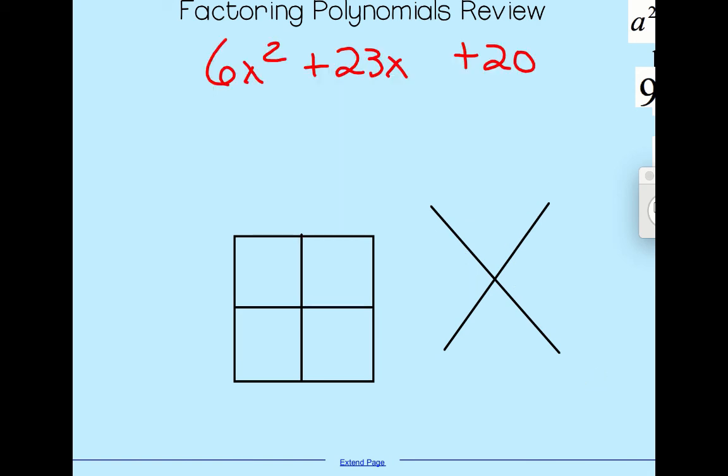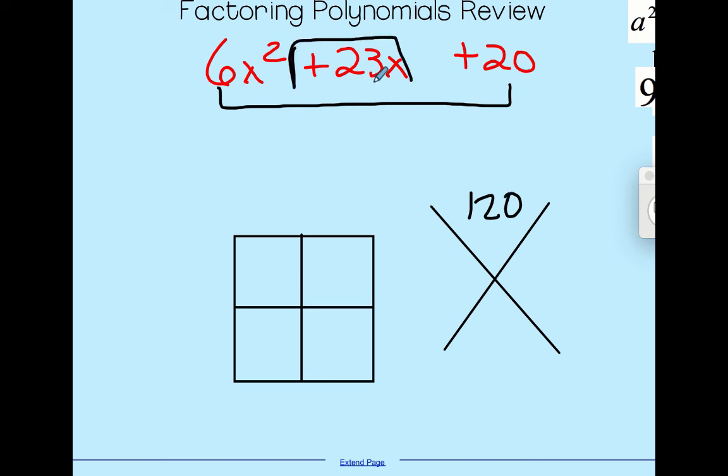Okay, let's look at this one. Now, it has some big numbers, but let's go ahead and try anyway. So first I'm going to think about what's my target product. So I'm multiplying the leading term by the constant. That gives me 120x squared. So I'm looking for two numbers that multiply to 120. And now my target sum is 23. So they agree to be positive. So I'm looking for two positive numbers that add up to 23 and multiply to 120.